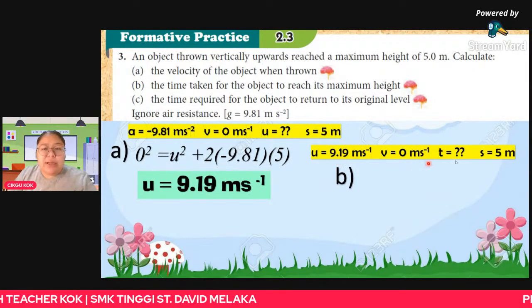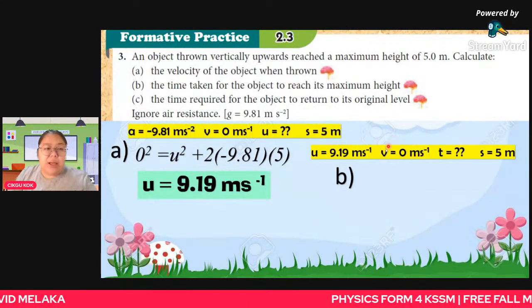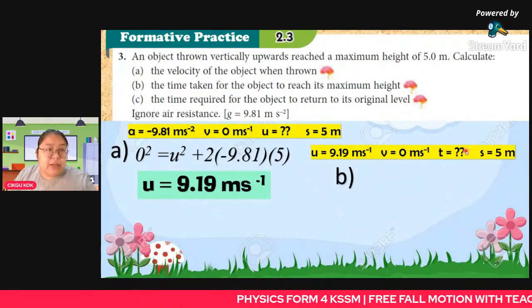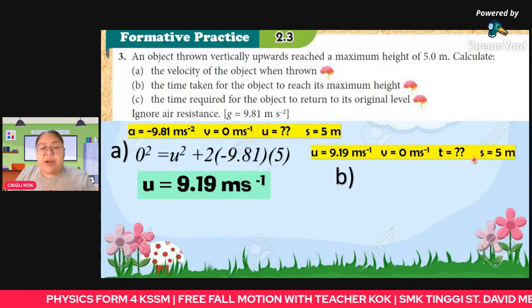So from here, among the others, you just take one out. From here I take out my acceleration. Depending on yours, whichever you want to take out. So from here, they want to find the time taken.